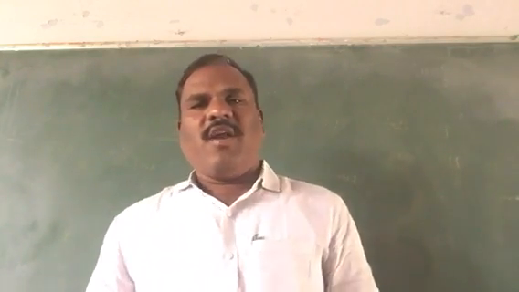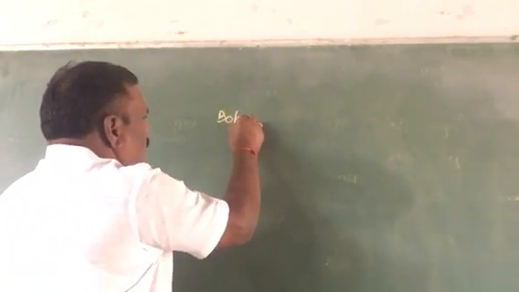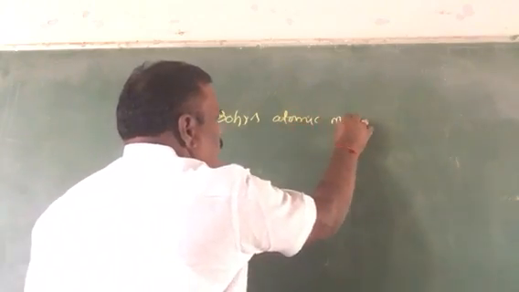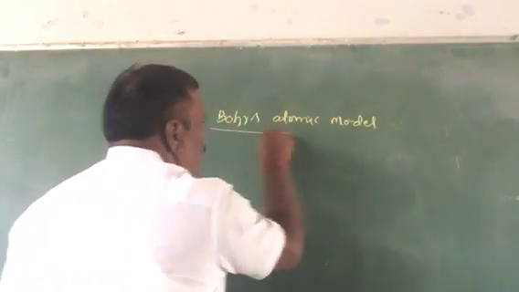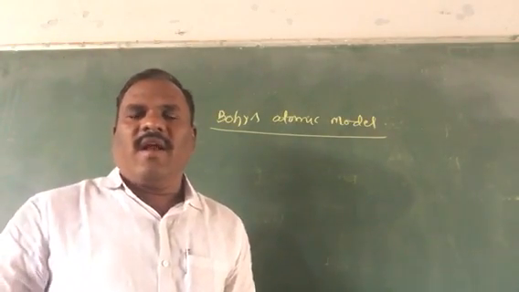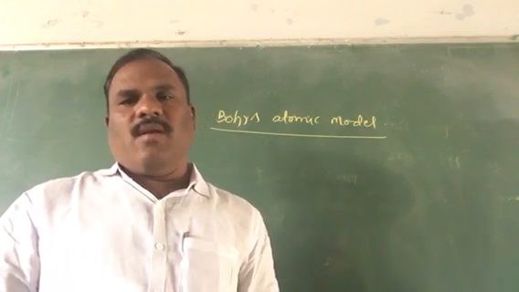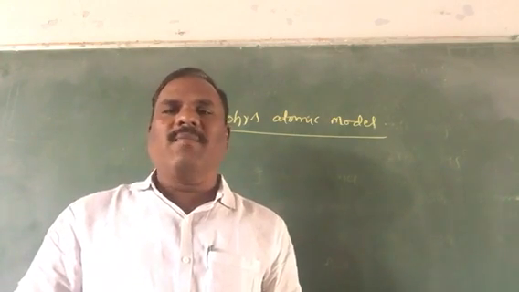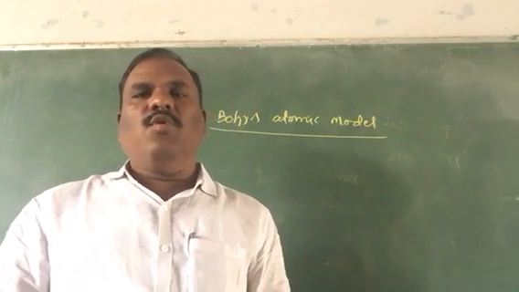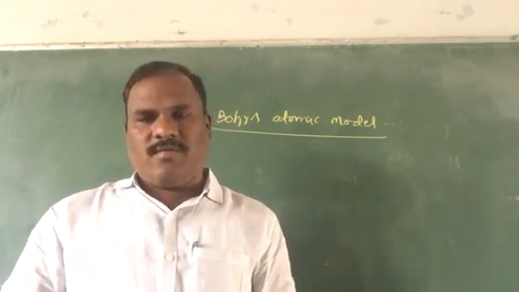In 1913, Bohr's atomic model. Dear students, in the year 1913, Niels Bohr proposed an atomic model and named it Bohr's atomic model, to overcome the defects of the Rutherford model.